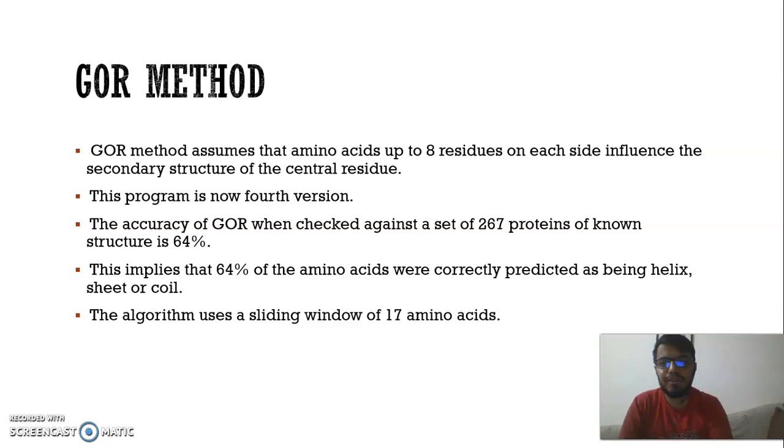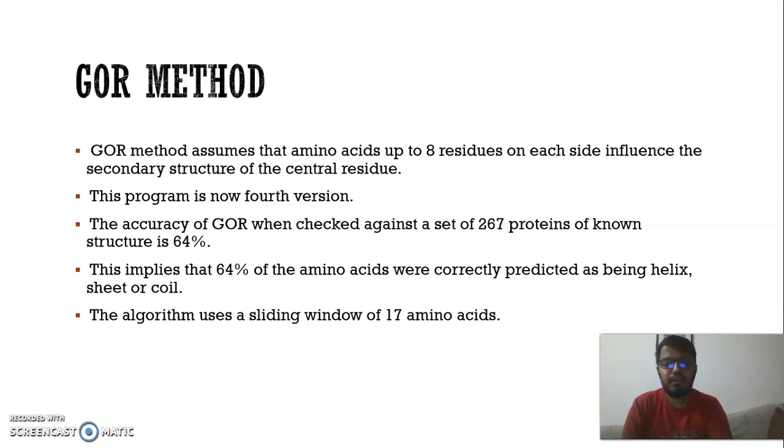Now the GOR method. The GOR method assumes that amino acids up to 8 residues away influence the secondary structure for the central residue. So, 4 amino acids from the central residue on one side and 4 on the other side. The program is now in its 4th version, which is GOR 4, and the accuracy of GOR when checked against its set of 267 proteins is 64%. This implies that 64% of the amino acids were correctly predicted as being in the helix, coil or sheets.